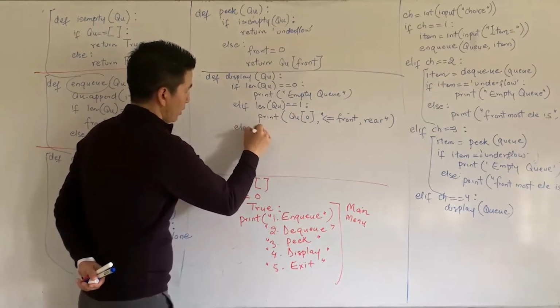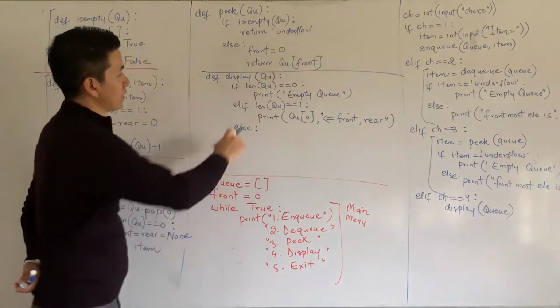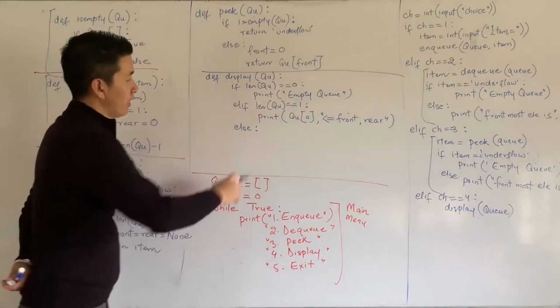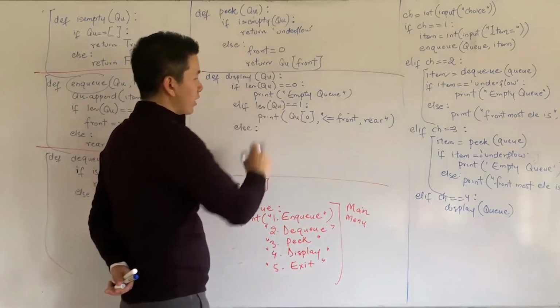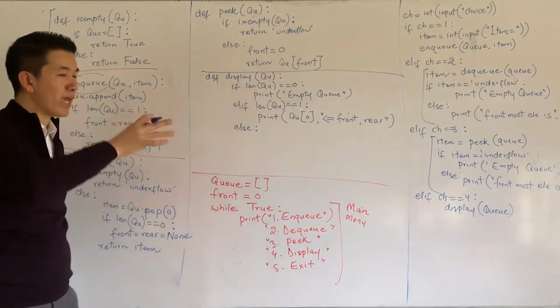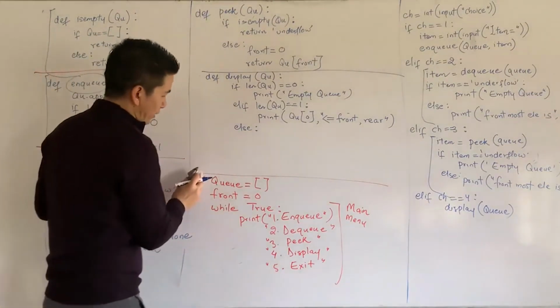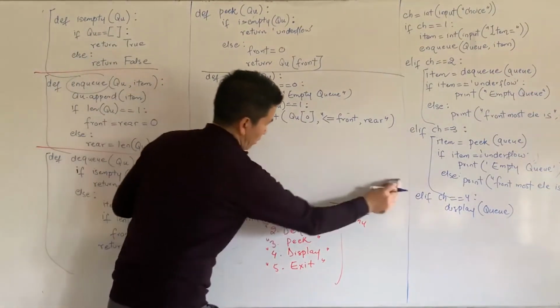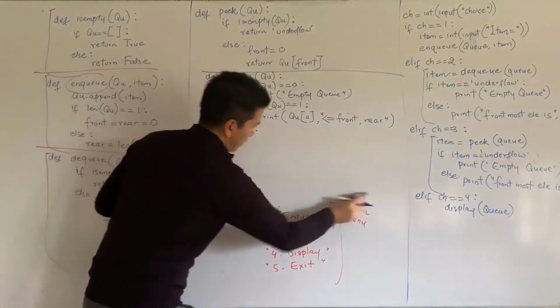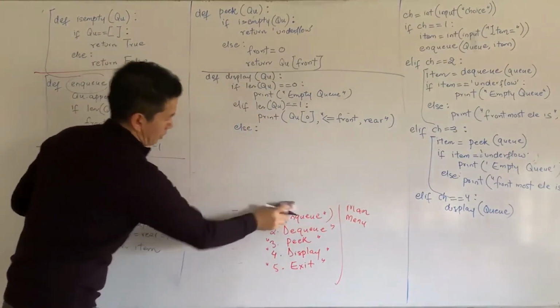However, else, if it's not empty, if it doesn't contain only one, then what happens? Then the way the queue needs to be printed is slightly different. Okay, so I'll just get rid of this. It's a little different.